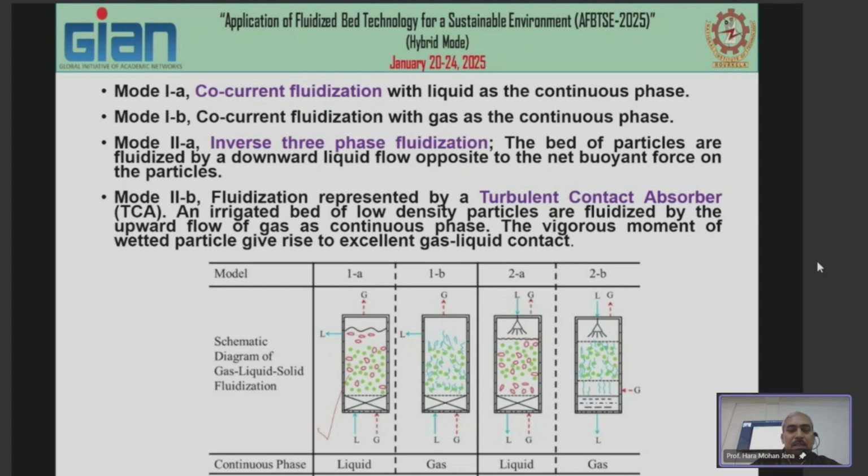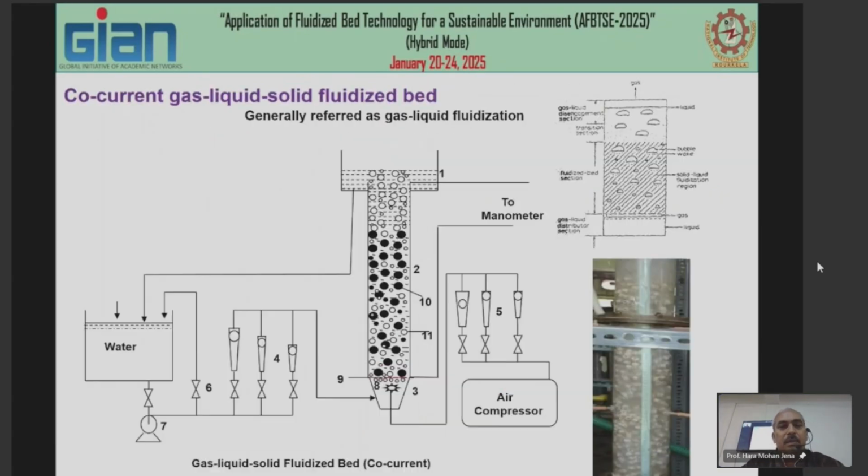But as far as the use of the different modes of fluidization is concerned, 1A is the most widely used type, followed by 2B and 2A. So co-current gas liquid solid fluidized bed is generally referred to as gas liquid fluidization, because solid particles are always there, without that there is no fluidization.